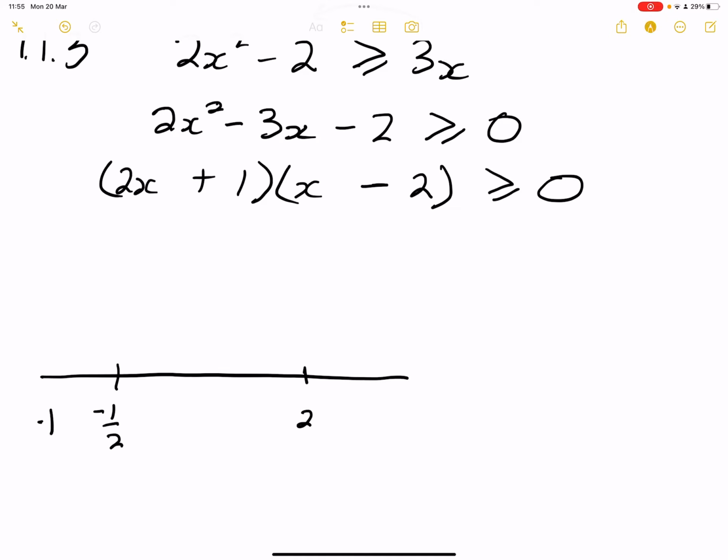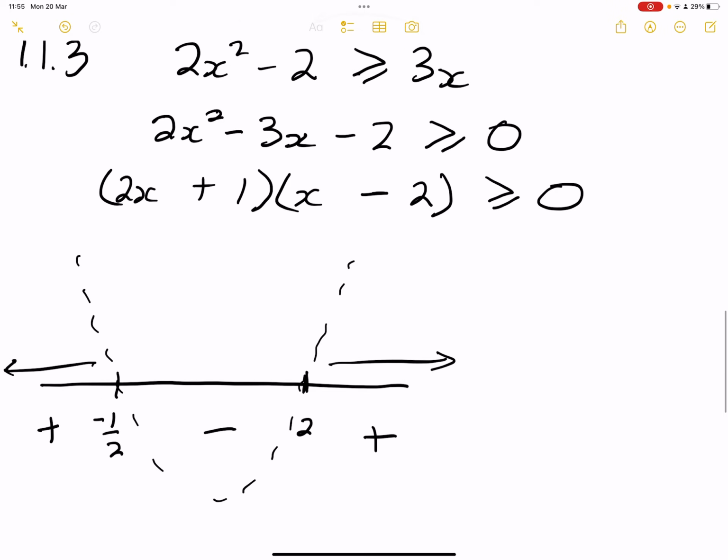Right, and then we know this is going to be plus, that's minus, that's plus. If you don't know what this means, this comes from a quadratic or a parabola. In this case, it's positive for all values there, and it's positive for all values from 2 all the way to infinity. In this case, minus a half all the way to negative infinity.